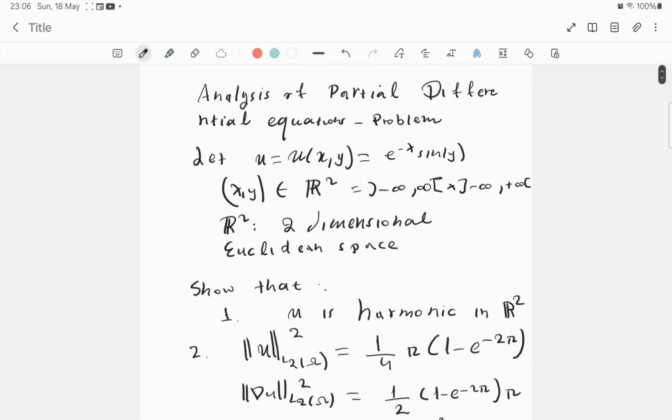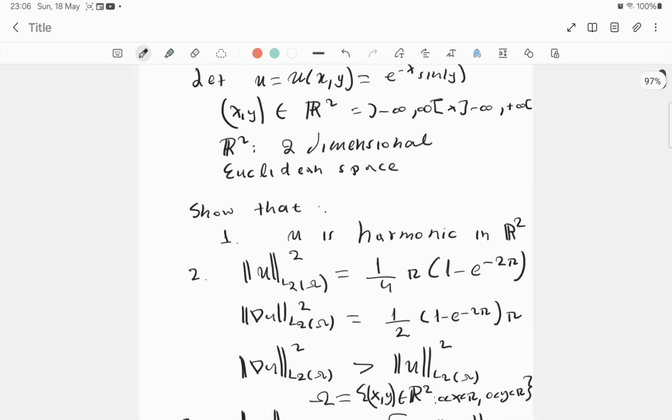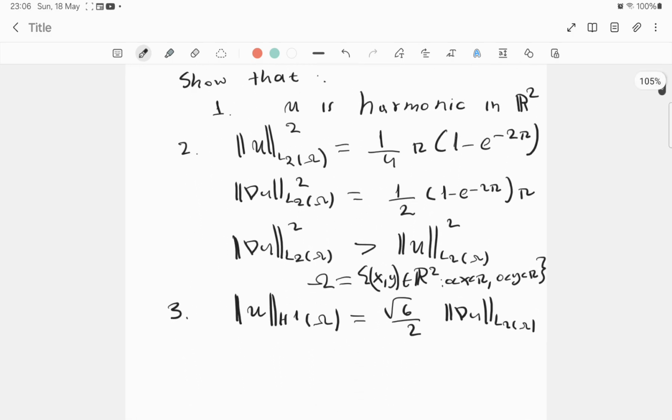I will present a problem on analysis of partial differential equations. I really find this problem interesting for me. You have a function of two variables, x and y, which is u = e to the minus x times sine y, and x and y belong to the two-dimensional Euclidean space. First question is to prove that u is harmonic in R2.